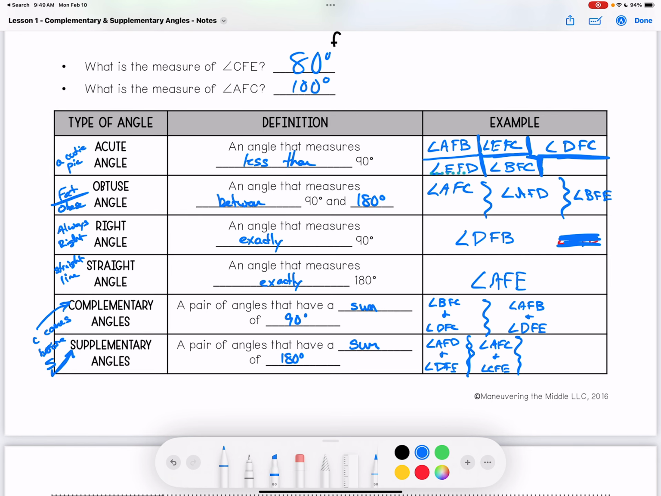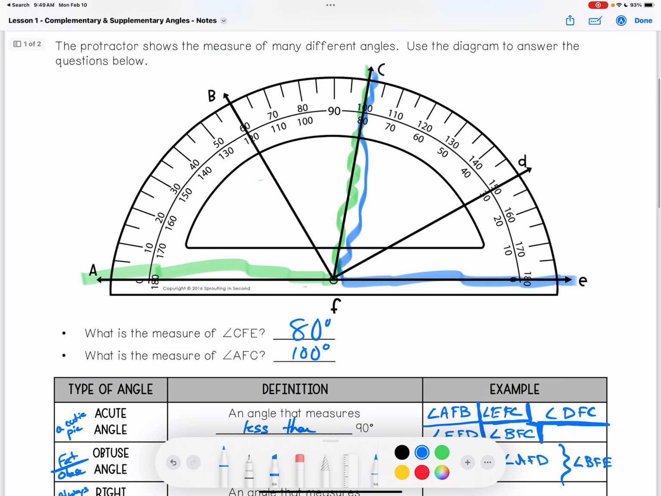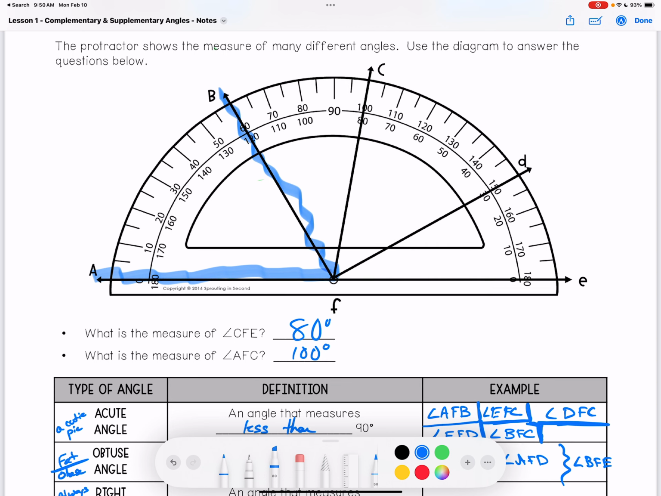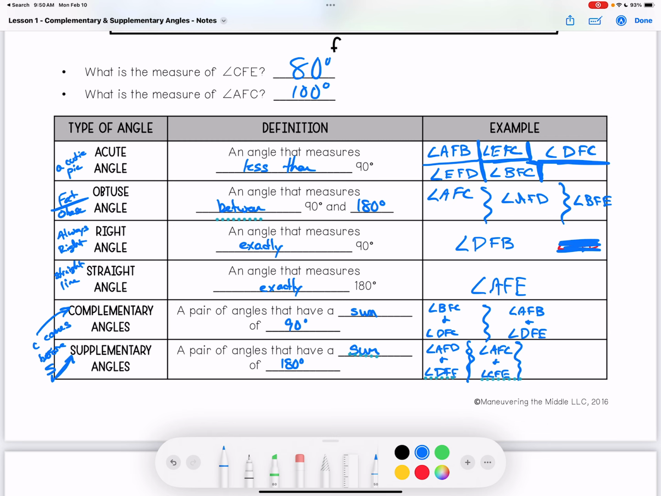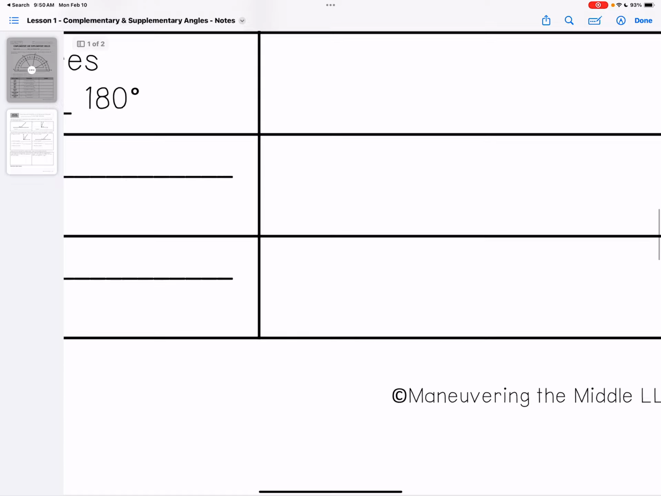All right, there's another one. And then the last one, we could go A, F, B, and B, F, E. So we could go A, F, B, and B, F, E. All right, let me zoom in. No, no, no.